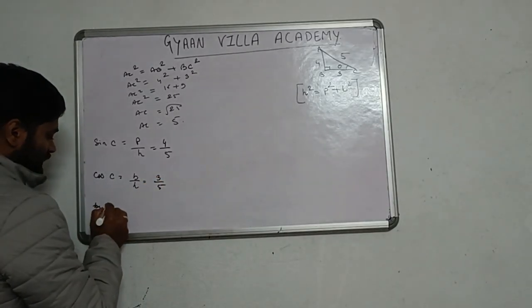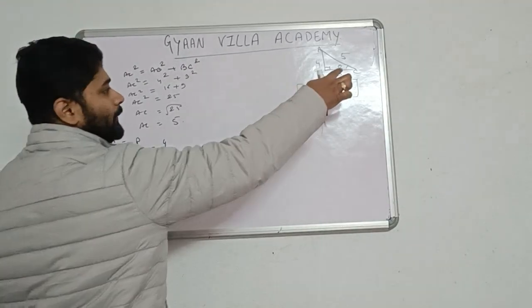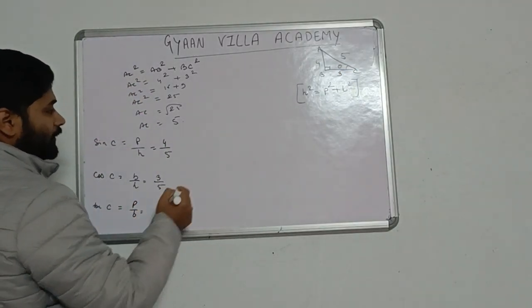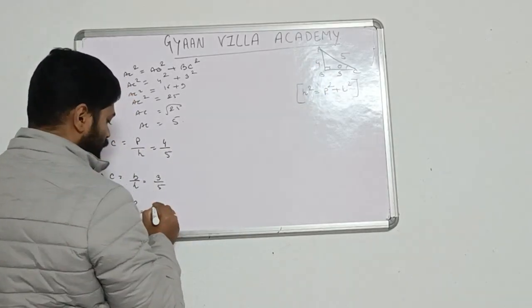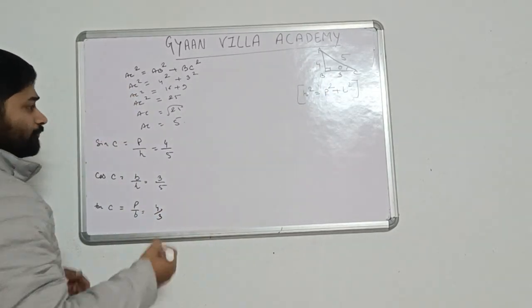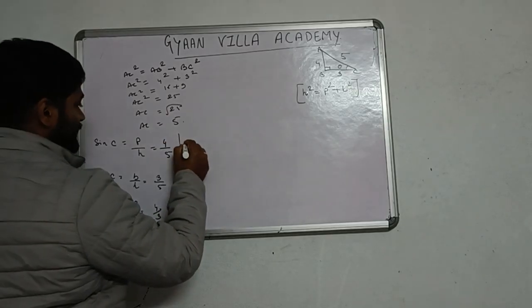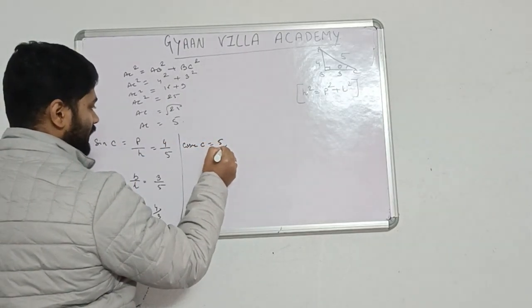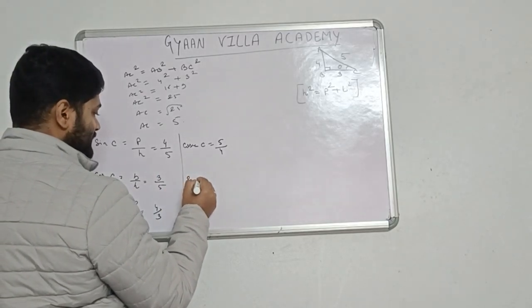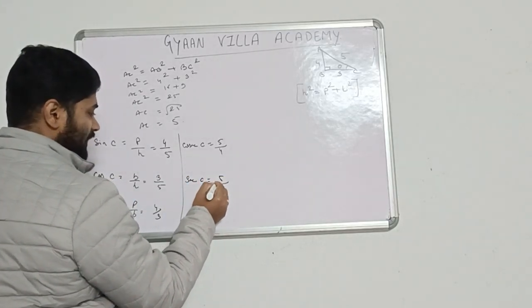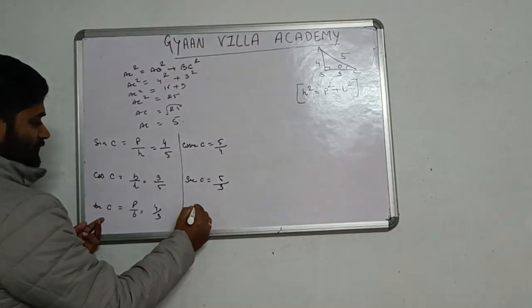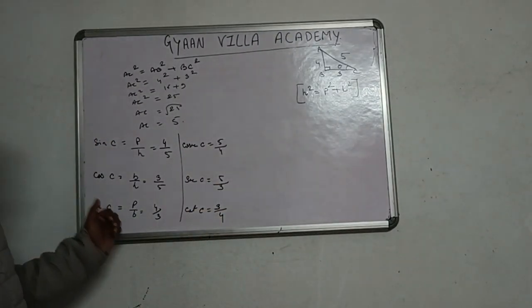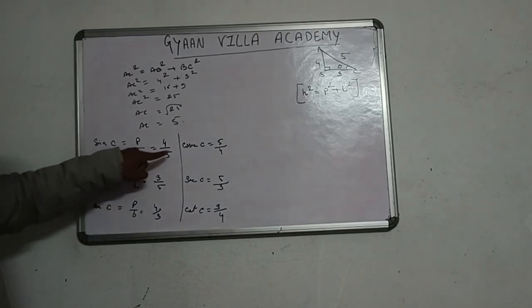Next is tan theta, that is tan C. So tan is perpendicular over base, so it will be 4 by 3. Now if you say sir what's the opposite sign, that is the cosecant, that is cosec C will be just the reciprocal of this, 5 by 4. Sec C will be the reciprocal of cos, that is 5 by 3, and the reciprocal of tan, that is cot, is 3 by 4. See, you got the values where you are observing from C.